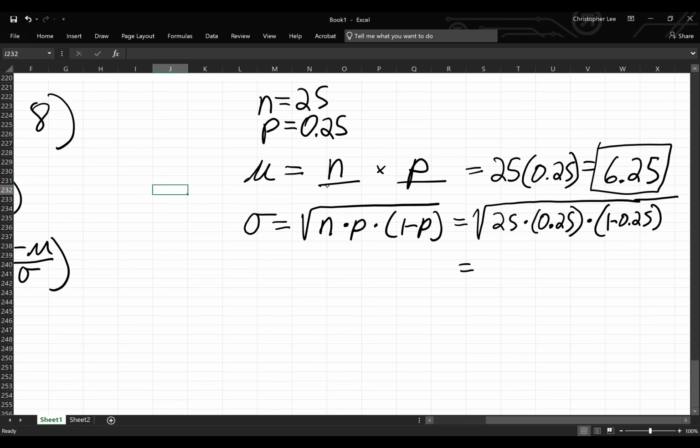Nobody with a calculator? I need square root 25 times 0.25 times 1 minus 0.25. What's that? And then square root that.